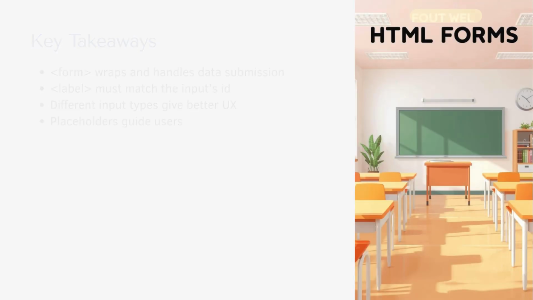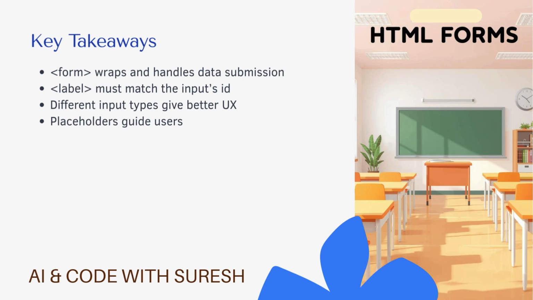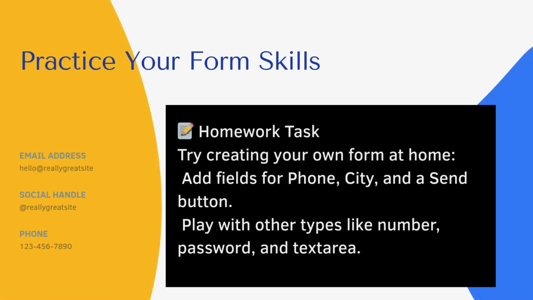Awesome work. We built a working form. Let's quickly review what we learned today. Form wraps and handles data submission. Label must match the input's ID. Different input types give better UX. Placeholders guide users. Try creating your own form at home. Add fields for phone, city, and a send button. Play with other types like number, password, and textarea.